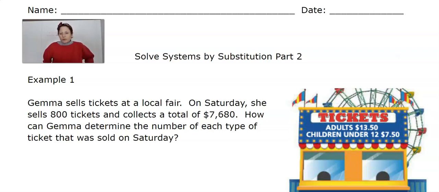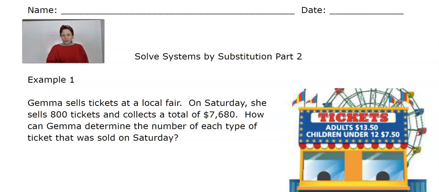All right, so there's some important information in the picture here for us. First of all, we're going to make two equations. The one equation is going to represent the number of each ticket. So in other words, adult tickets plus children's tickets equals a total of 800 tickets. I'm going to use A for adult, C for children. A plus C is going to equal 800.